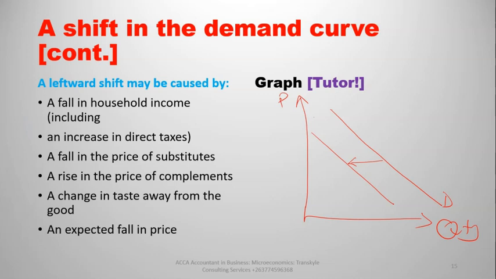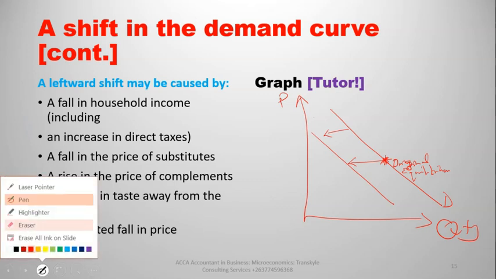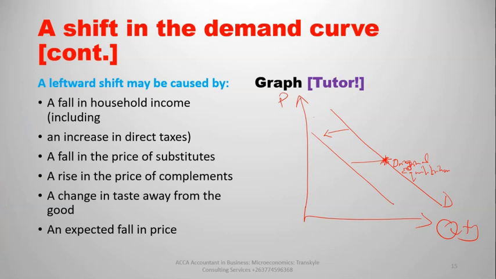Let's say the original price, the original equilibrium price, let's say was this one. Okay, this was the original price. Let me just put the arrow for the shift there on top. Let me just try to erase it. Okay.